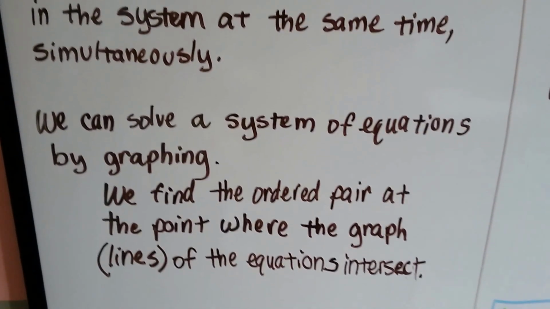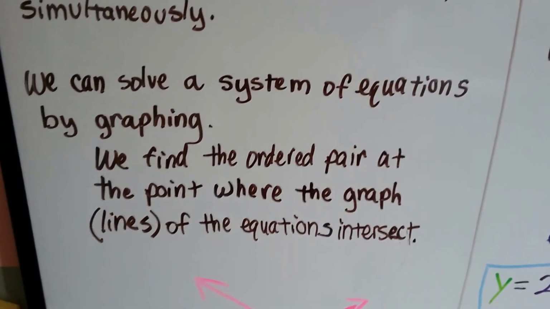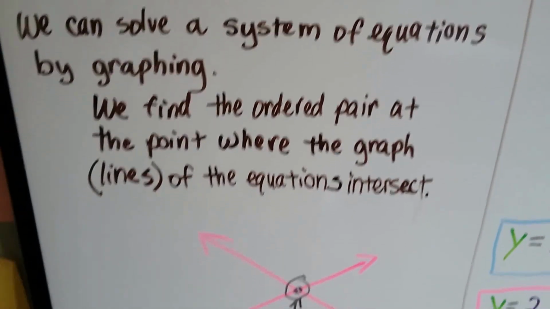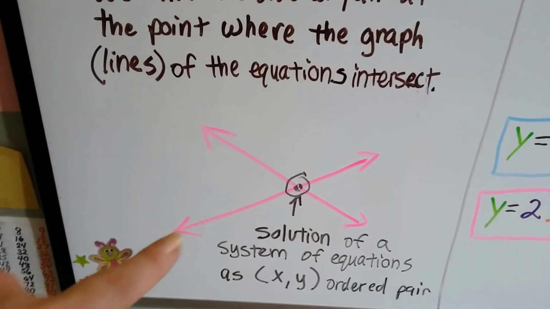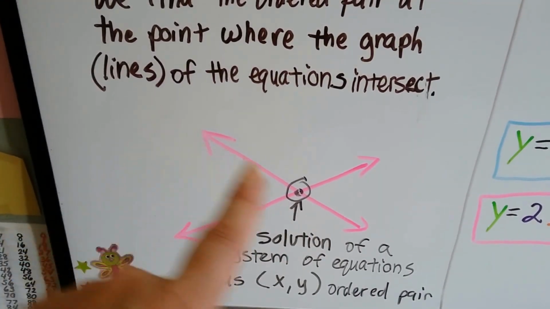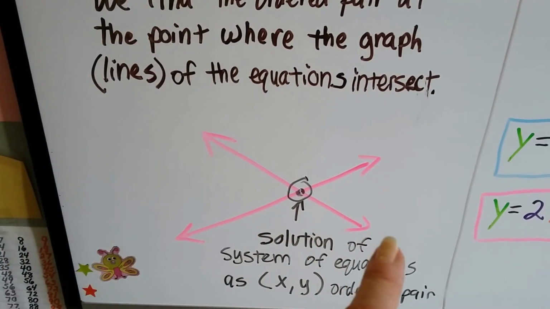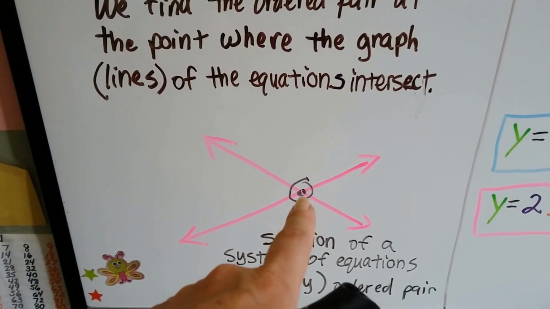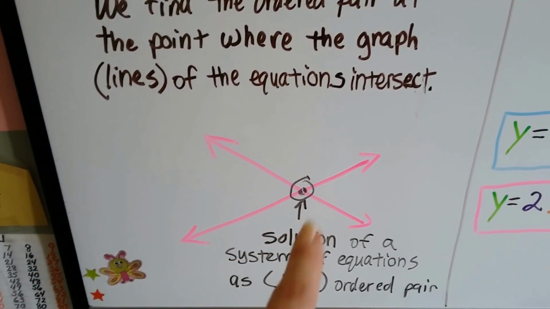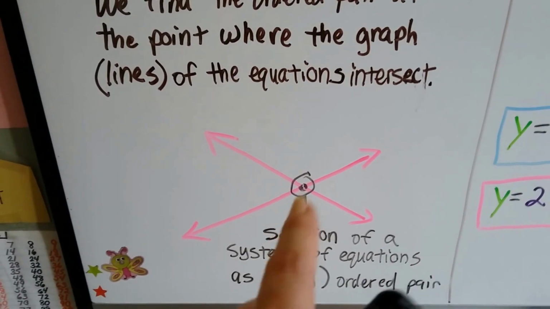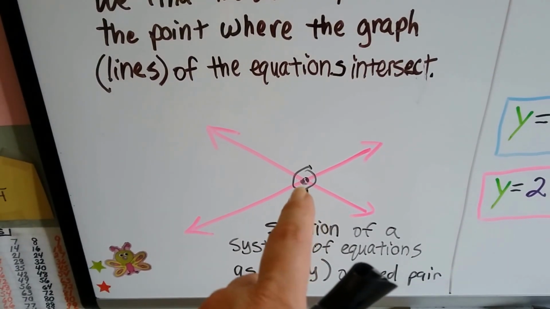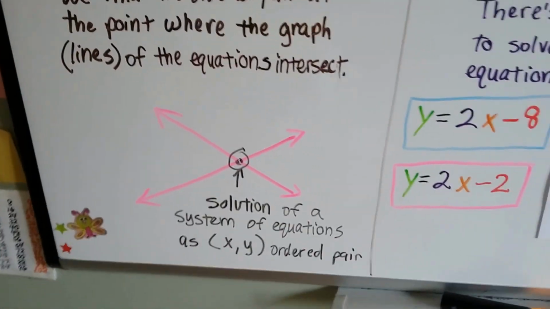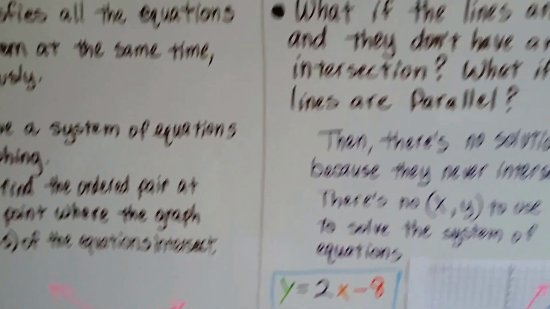So we can solve a system of equations by graphing. We find the ordered pair at the point where the graphs of the equations intersect, where the lines intersect. So if we graph the equations, and this is one equation and that's another equation, right at that point where they intersect, where they crisscross, that is the solution of the equations. That would be the xy coordinate, the ordered pair, that would be able to solve the equations.